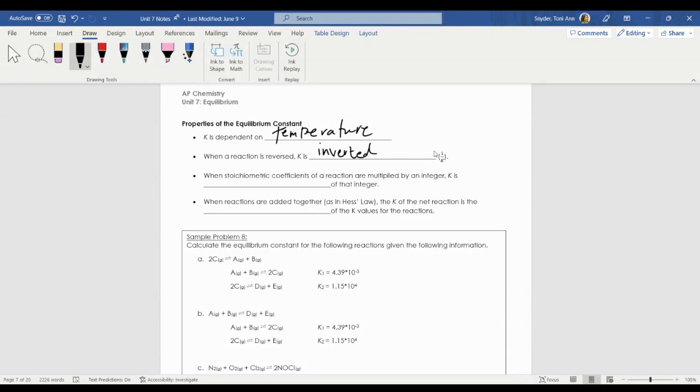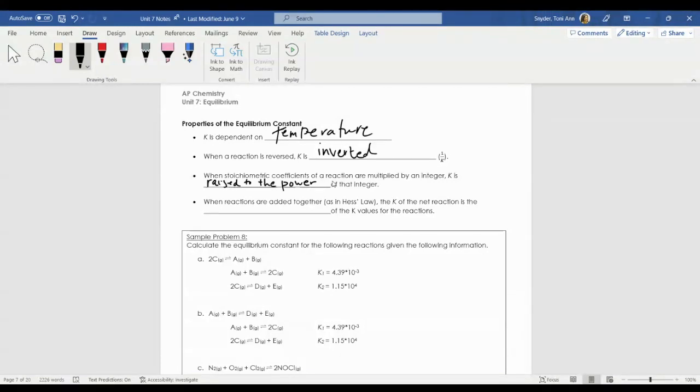So I have a value of 1 over K. Okay, so when a reaction is reversed, I have a value of 1 over K. When stoichiometric coefficients of a reaction are multiplied by an integer, K is raised to the power of that integer. So let's say I take a reaction and I multiply it by 2.